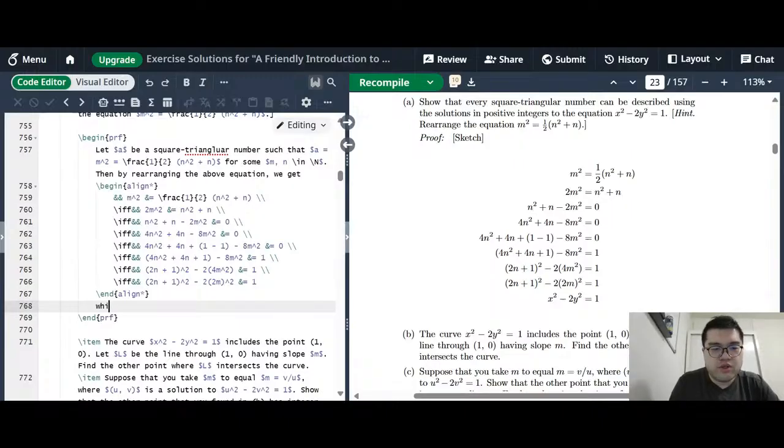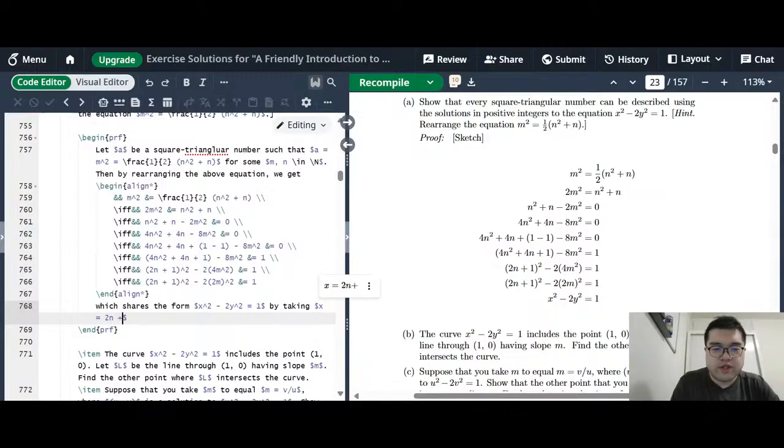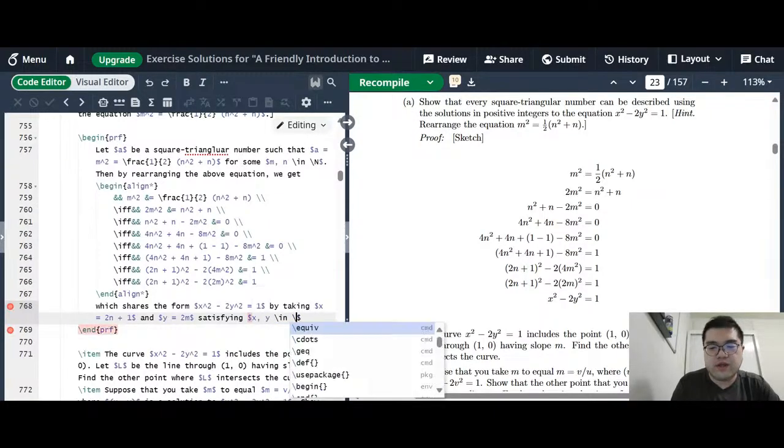Which shares the form x squared minus 2y squared equals 1 by taking x equals 2n plus 1 and y equals 2m, satisfying that x and y are positive integers, again, or natural numbers.